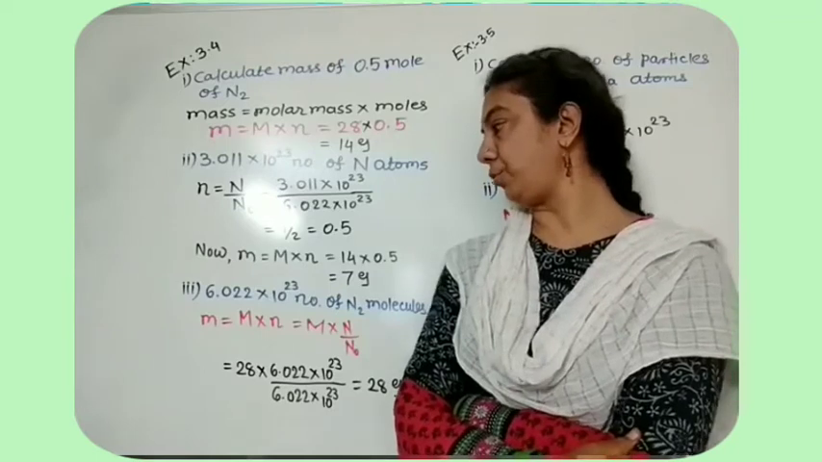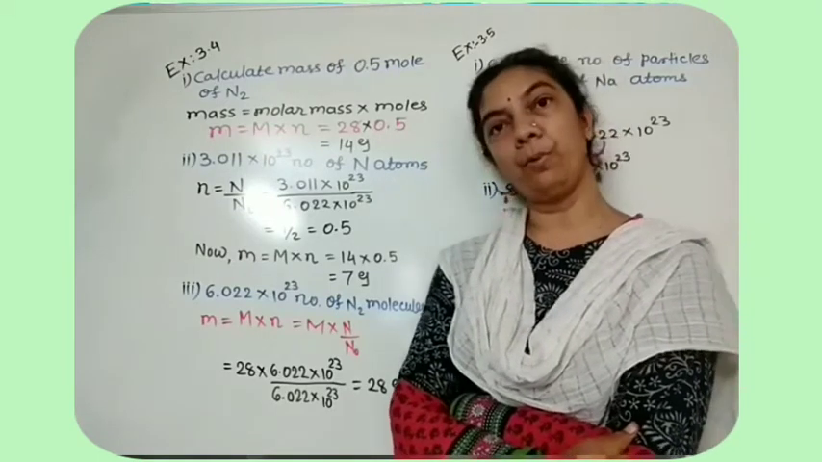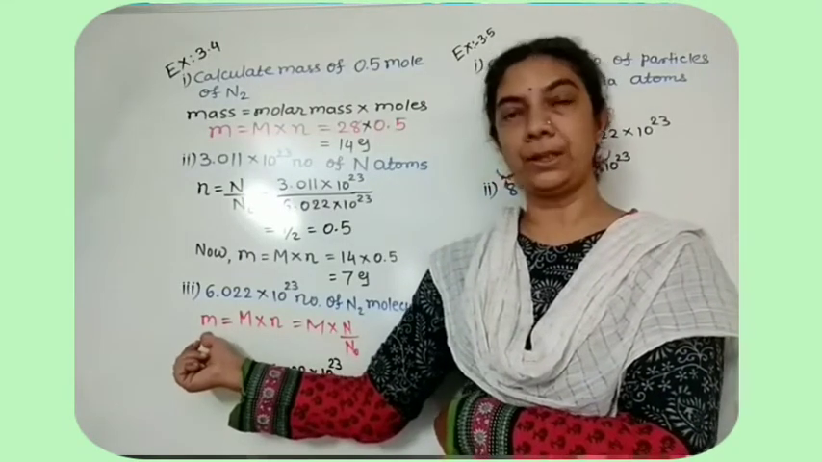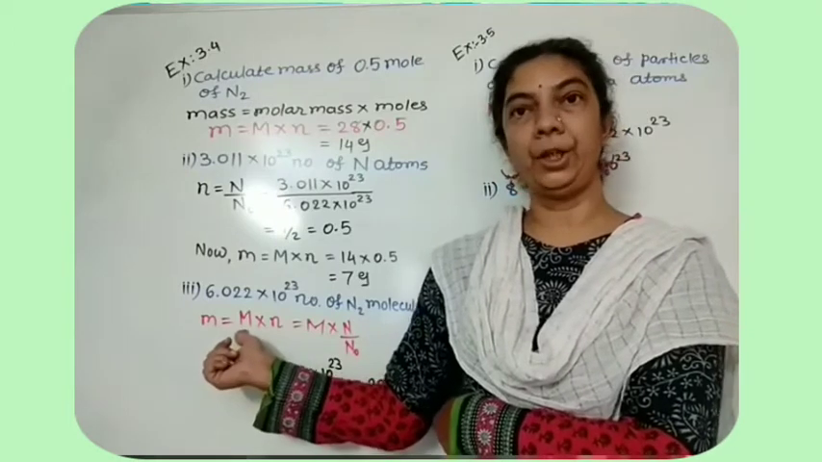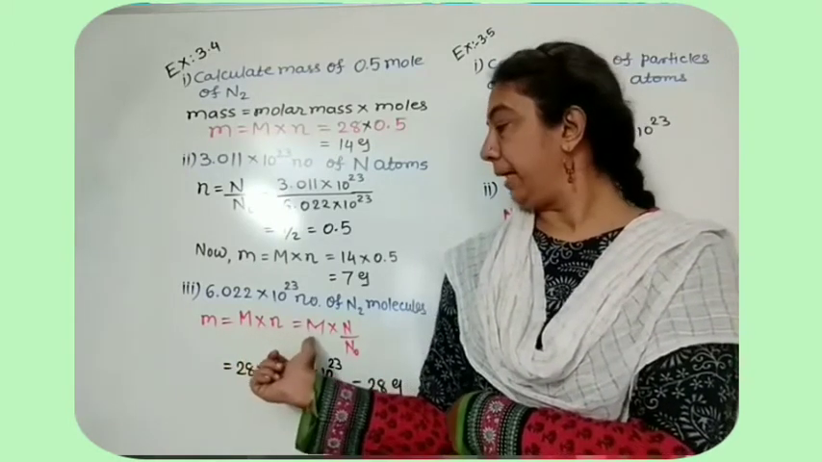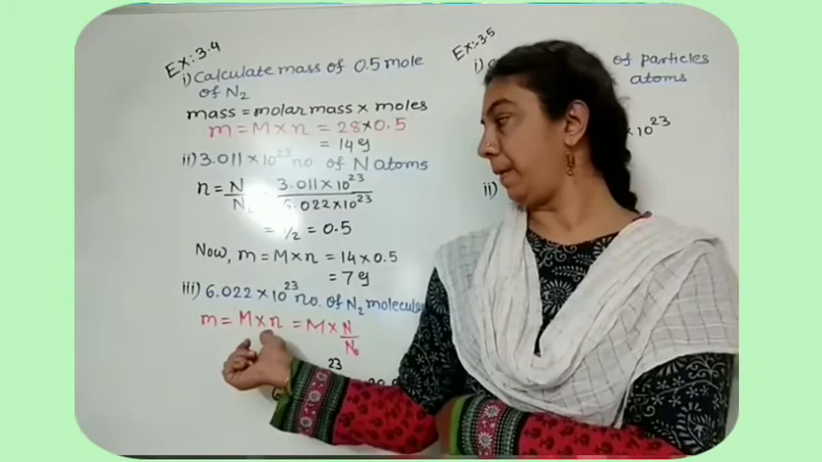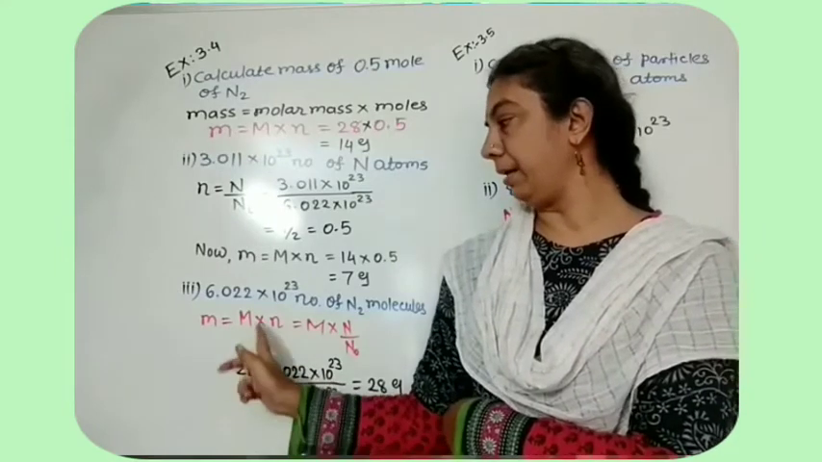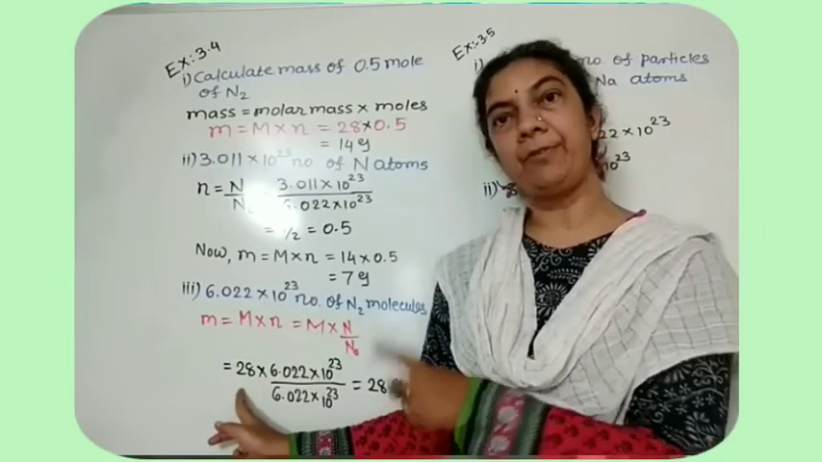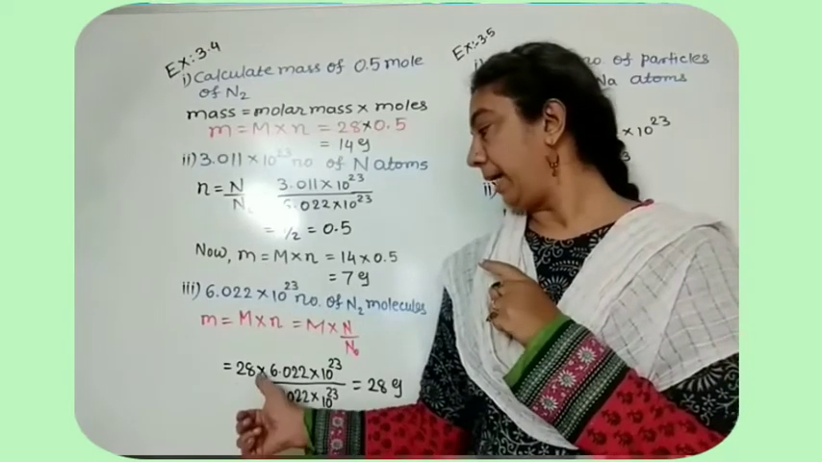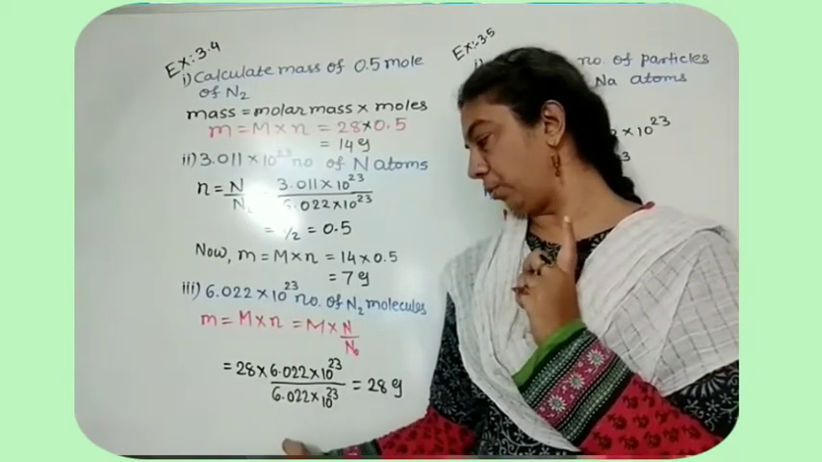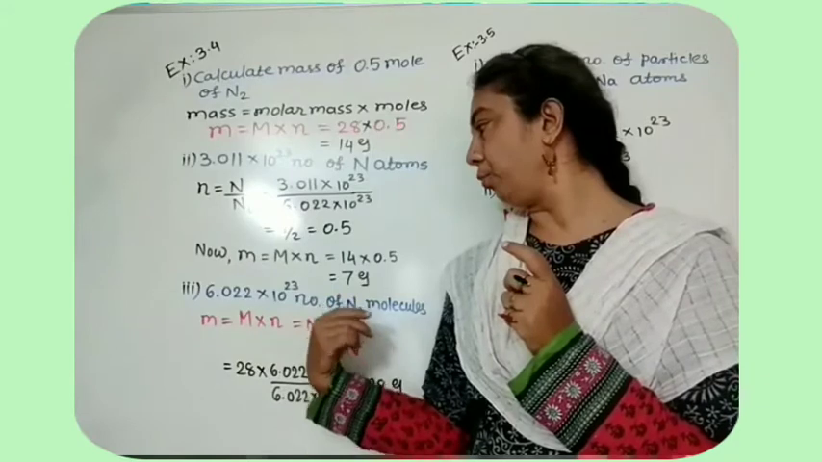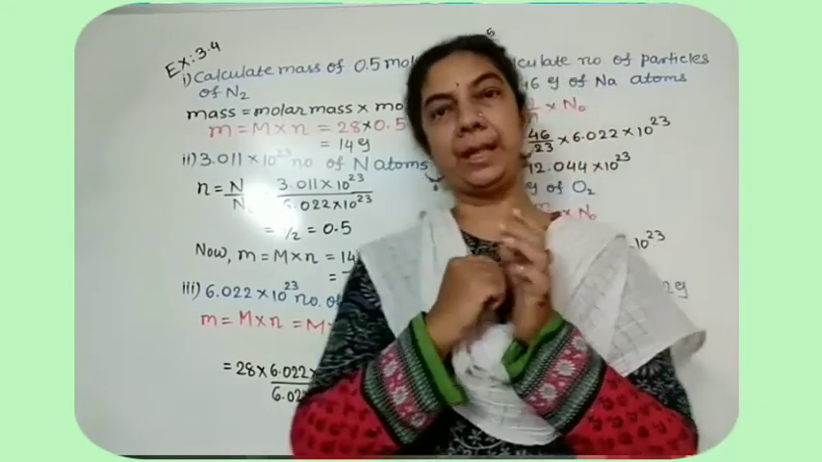Likewise, one more numerical: 6.022 into 10 raised to 23 number of N2 molecules. So the formula is mass m equals capital M into small n. Now n can be replaced by N upon N0. So we get M as 28 for N2 and N divided by N0 gives us the answer as 1. So the mass of N2 molecules is 28 gram.